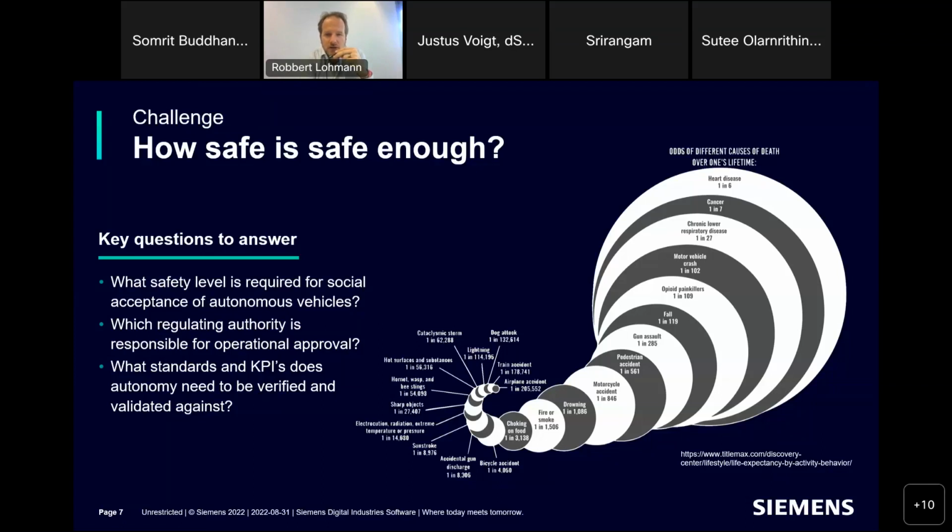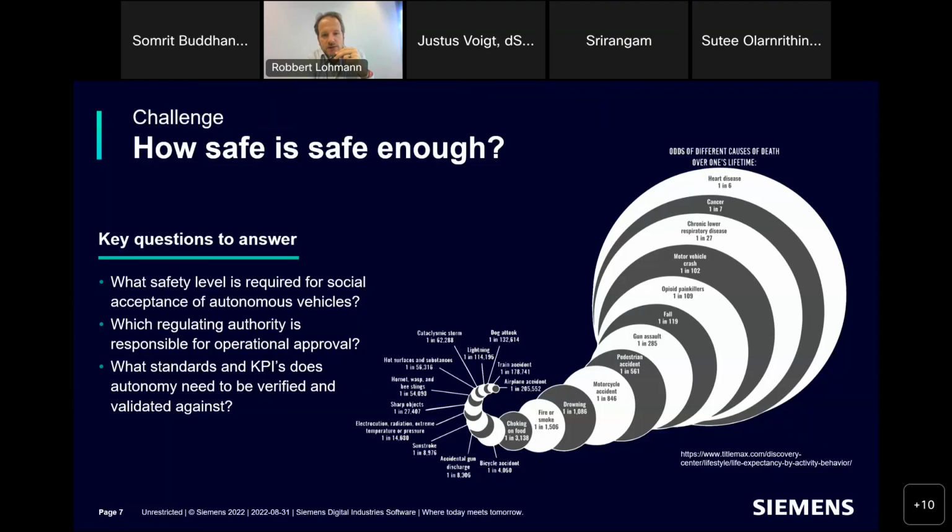And then when you go all the way down, to the tip of this visualization, you see a train accident and an airplane accident. And the train accident is 1 in, well, almost 180,000, and an airplane accident is 1 in more than 200,000.